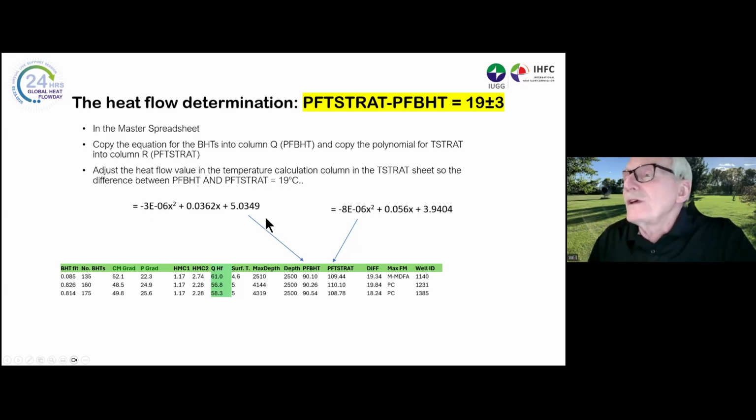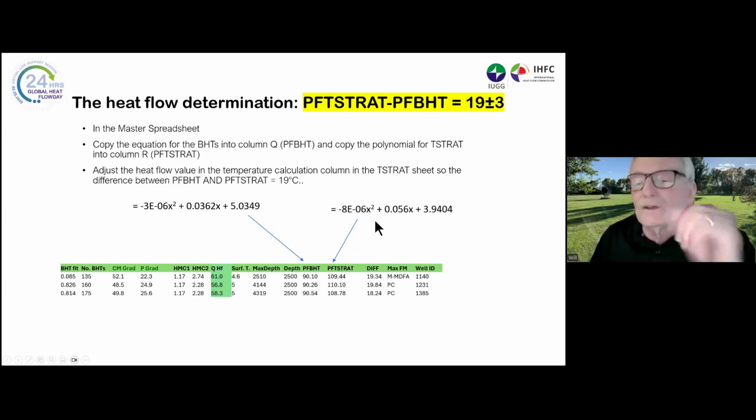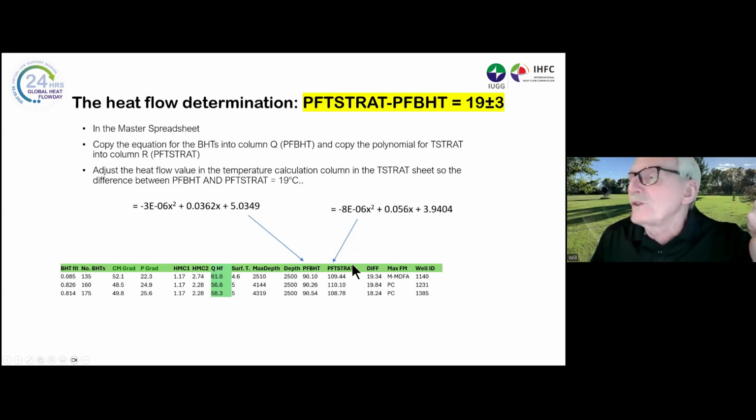So we copy that off the spreadsheet where we have the plot, paste it in here, copy it off here, paste it in there, subtract the two. Now this is fixed. You can't change this. That's what we measured. But you can certainly change one value, the heat flow. So we keep adjusting the heat flow until this difference becomes about 19. And then we've got the heat flow for that well because they fit this condition here.